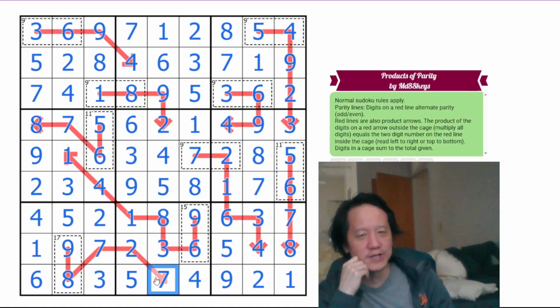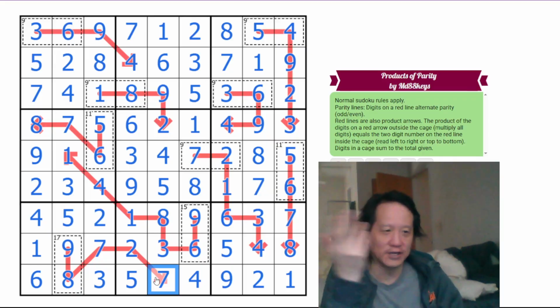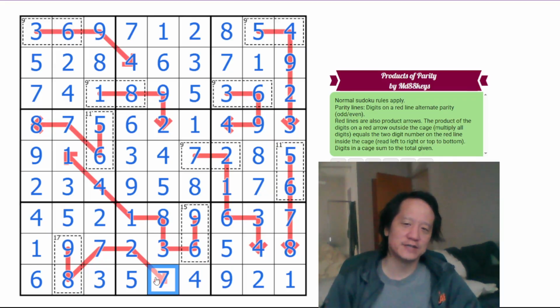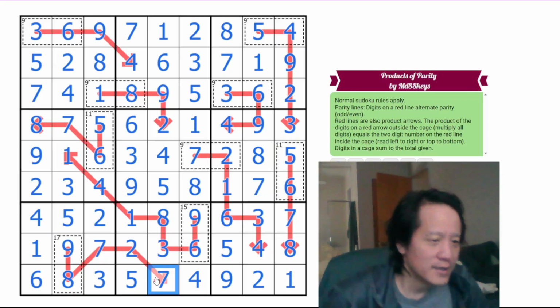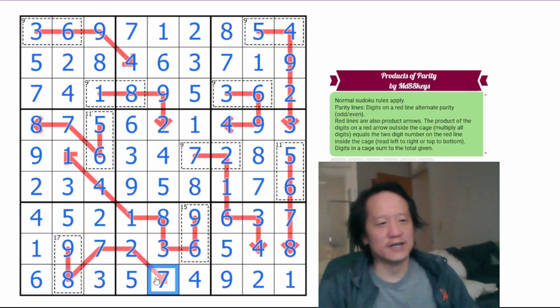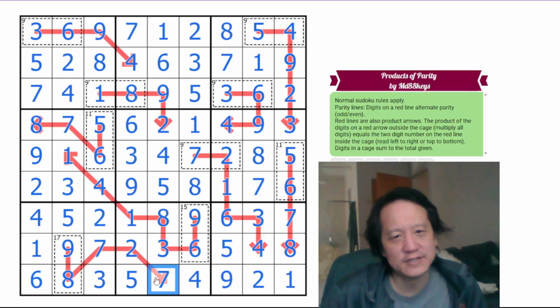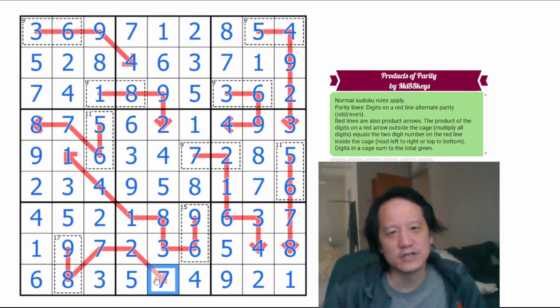Yeah, you didn't even really need that. You just have the red line, right? You just have them as product arrows and just go through it that way. I just completely ignored the parity stuff. That could have made things easier, I guess. Yeah. Not necessary, though, interestingly enough.